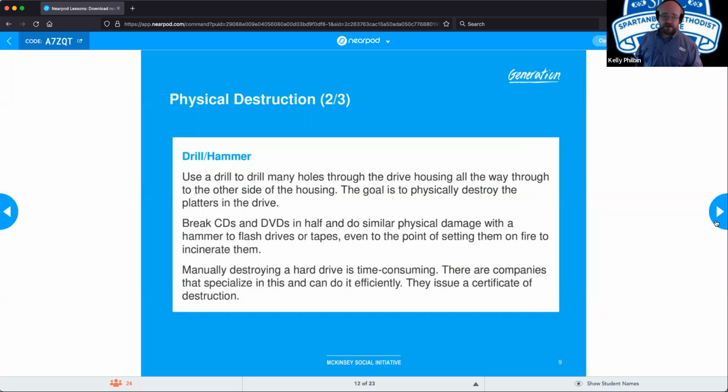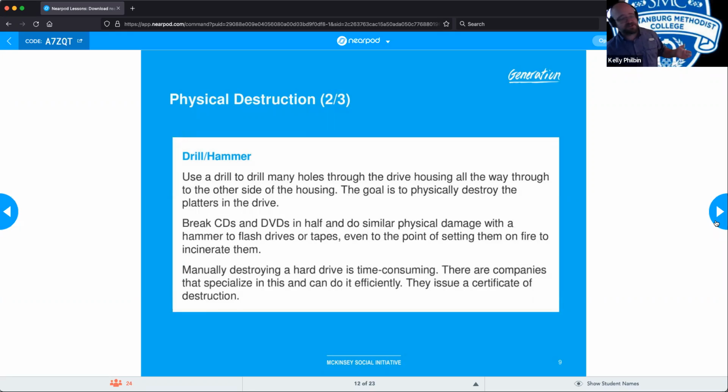For what some may call the most fun way to get rid of it, you have the drill and hammer method, where on CDs and DVDs you're kind of shattering them. Hard drives, like the mechanical drives, you drill some holes through them, or you take a hammer to it and shatter the platter, or make it essentially warped and unusable. It is a good way to get rid of it.